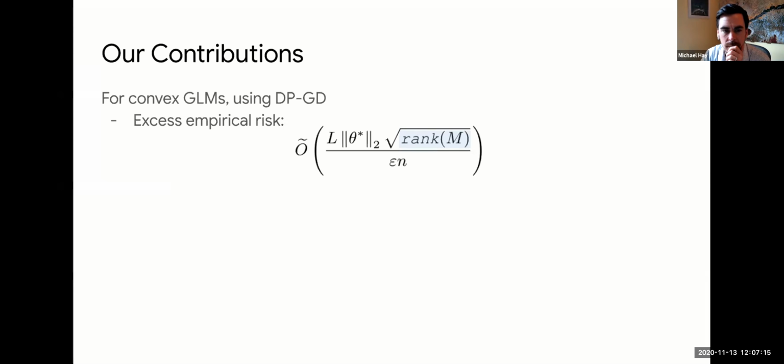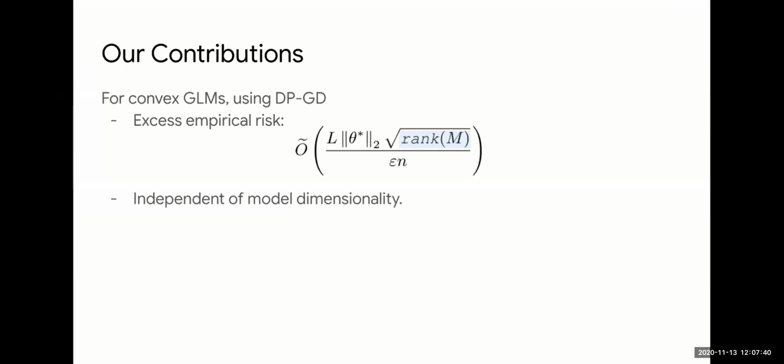Yeah, so we look at a special class of problem called the generalized linear problem, or GLM, and analyze this differentially private gradient descent algorithm, which we call DPGD. We show a bound for the excess empirical risk, as shown here. Basically, the P term in the prior work is replaced by rank M, which is the rank of the feature matrix in the GLM problem. So obviously, this bound is independent of the model dimensionality, and is guaranteed to be better than the previous bound because the rank is always smaller than both P and N.